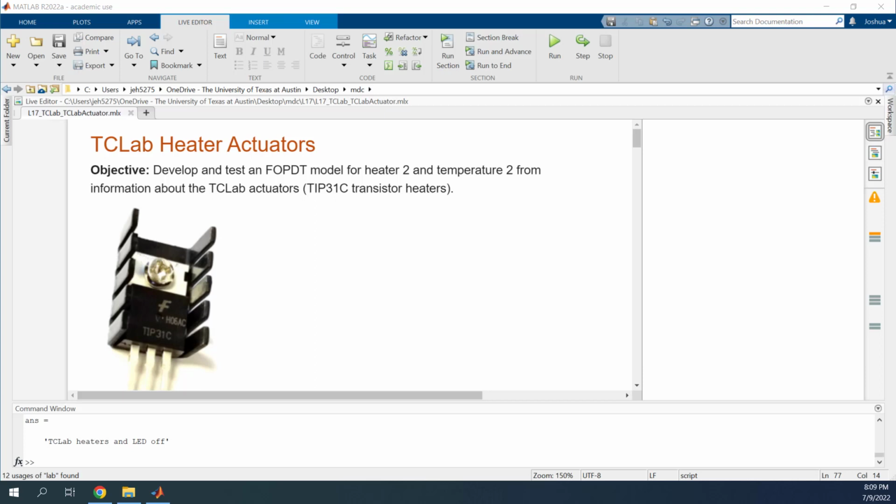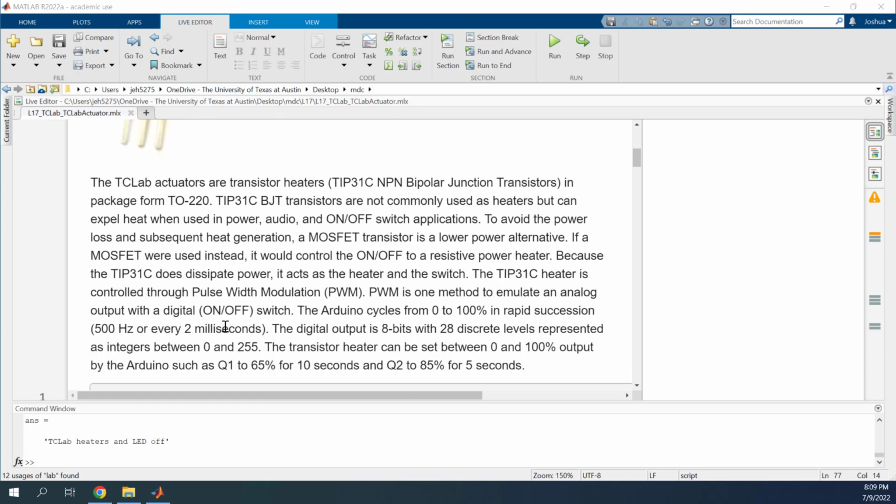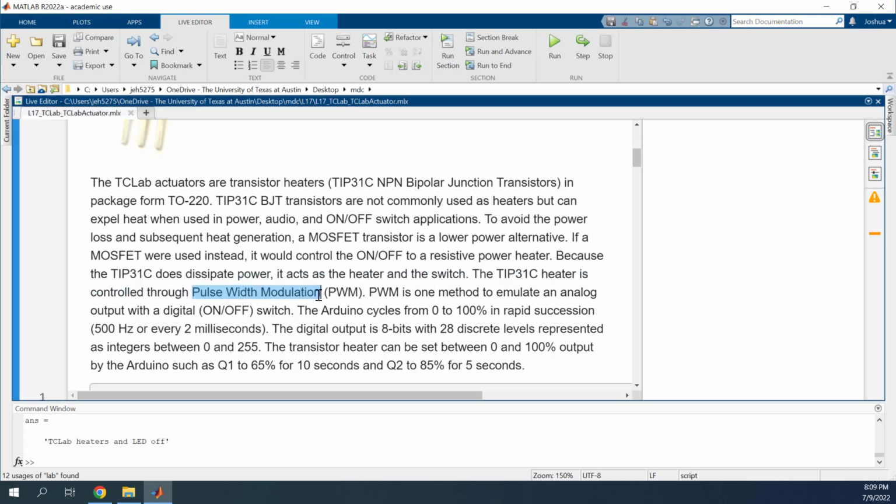Alright, in this exercise we're going to discuss heater actuators and how differences in actuators would affect our models. So we're going to discuss the TCLab and how the TCLab works. The TCLab works using pulse width modulation, fancy word, with these heaters. These heaters are actually transistors, and that electrical resistance translates into heat. It's not a typical way to have a heater, but it works for us to communicate between the Arduino and this analog signal, or at least simulating an analog signal.